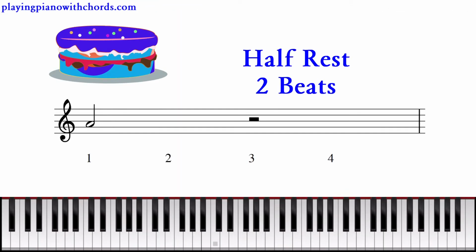Next, there's a half rest, which lasts for 2 beats. You can imagine it as a cake, but this time not upside down, sitting on the third line from the top. In this example, you have 1 half note on beats 1 and 2, and a half rest on beats 3 and 4. Sounds like this. 1, 2, 3, 4.